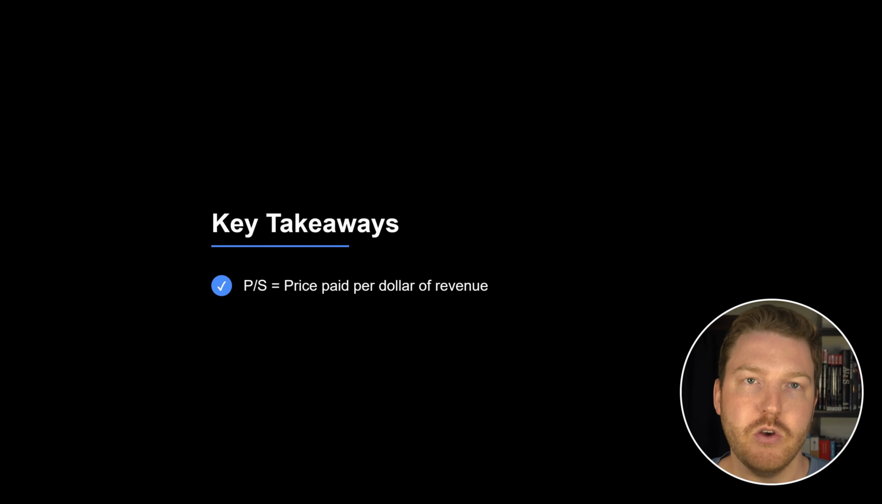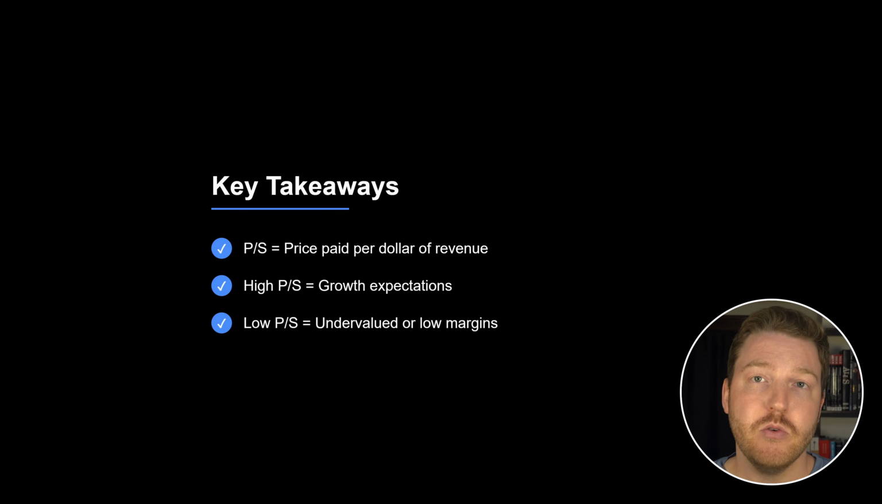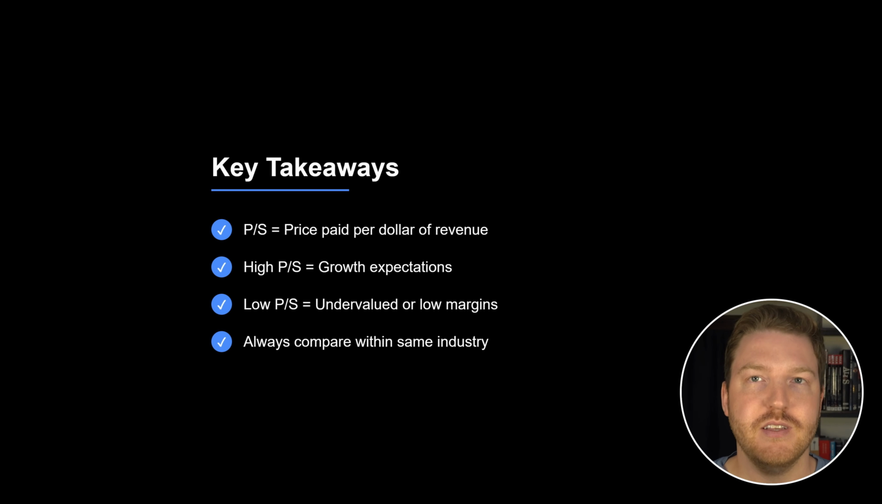So let's recap. The price to sales ratio tells you how much you're paying for each dollar of revenue. High price to sales often means investors expect high growth or improving margins. Low price to sales might mean undervalued, or it could mean low margins and limited growth. And always compare price to sales within the same industry because context is everything.